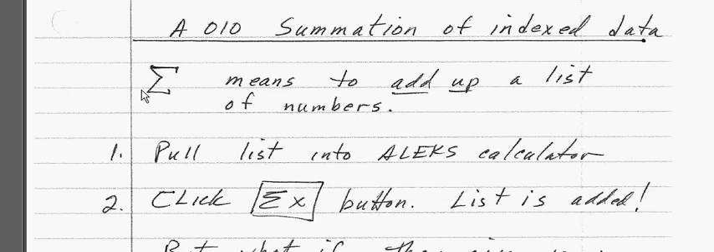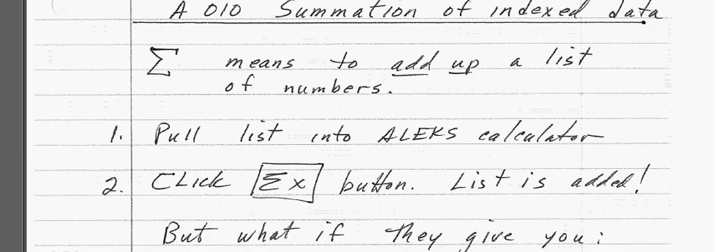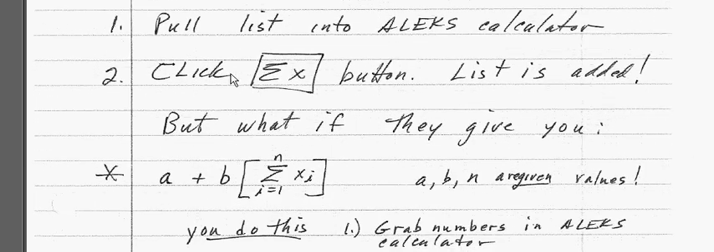Now the good news is that you don't have to do any of this addition by hand, you can do it all with the ALEKS calculator. And here is what you do step by step. First of all, you can click and drag those numbers directly into the ALEKS calculator and then simply press the summation of X button, and that will add up that list.